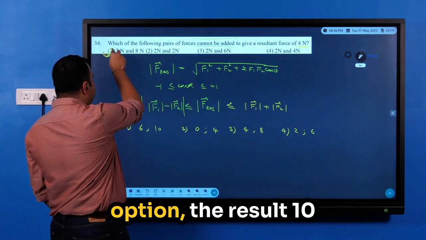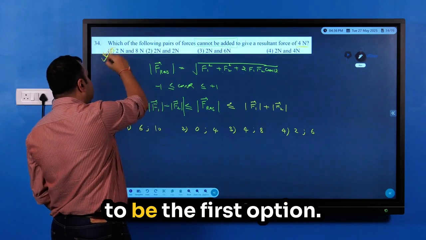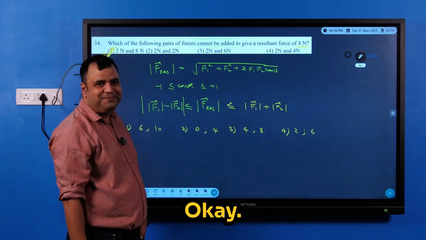But in case of the first option, the resultant cannot be 4. So the right answer, since we have to check the negative, is going to be the first option. Okay. Thank you.